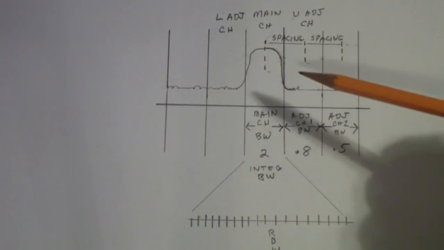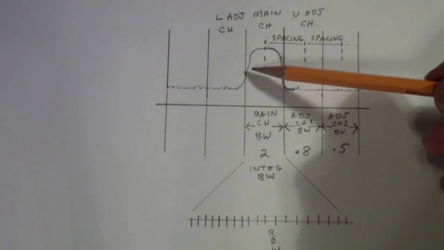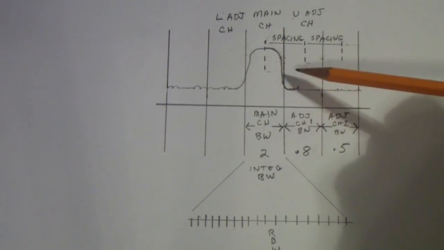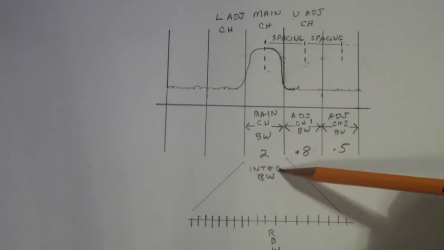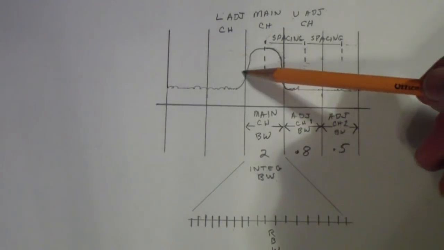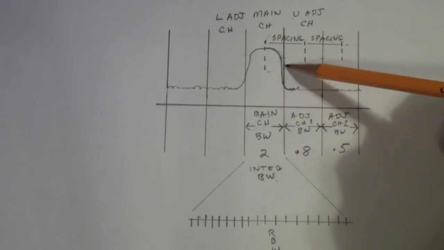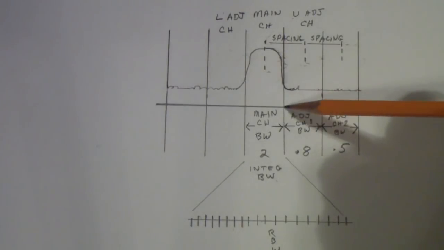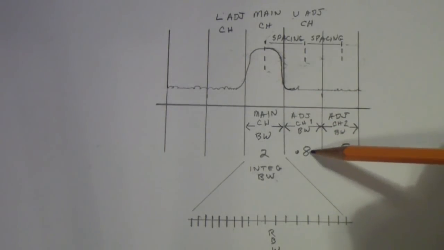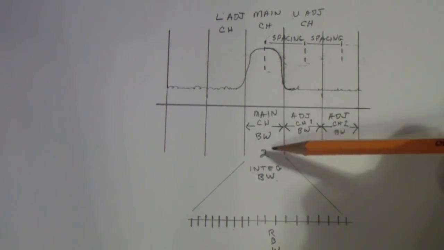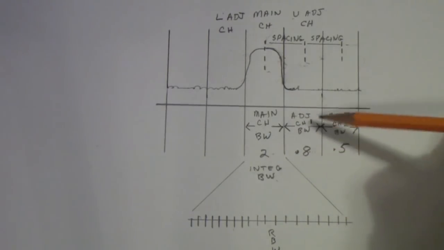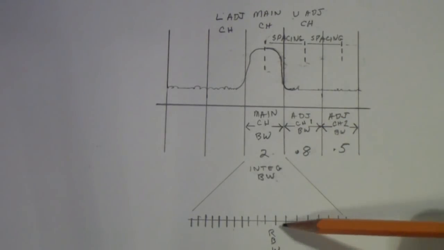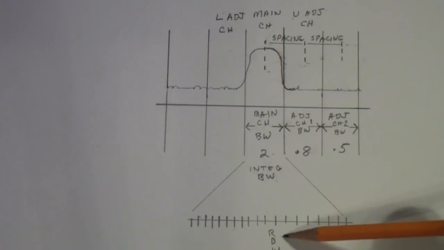To do that, we integrate the power over the channel bandwidth, and that is what is called the integration bandwidth. In other words, normally it's the same as the channel bandwidth. Similarly, the integration bandwidth for this channel is only 0.8 megahertz, not 2 megahertz. But those are quite distinct from the resolution bandwidth that you are using.